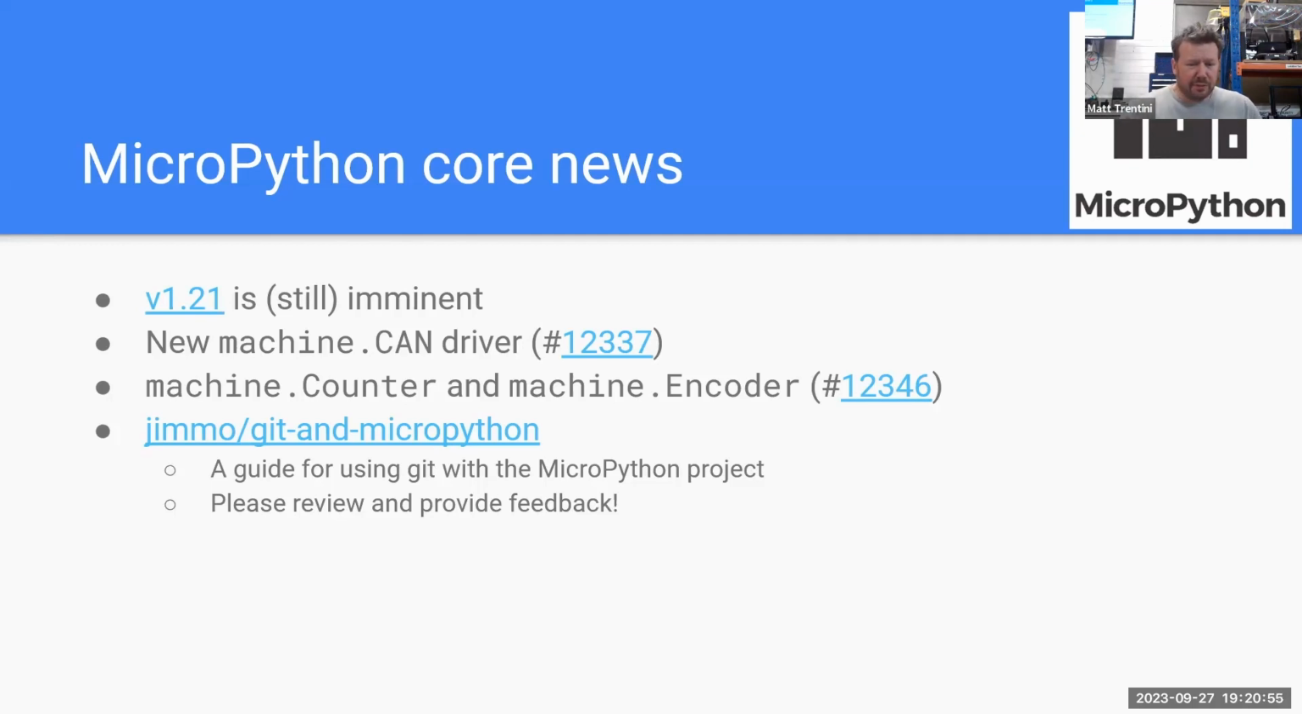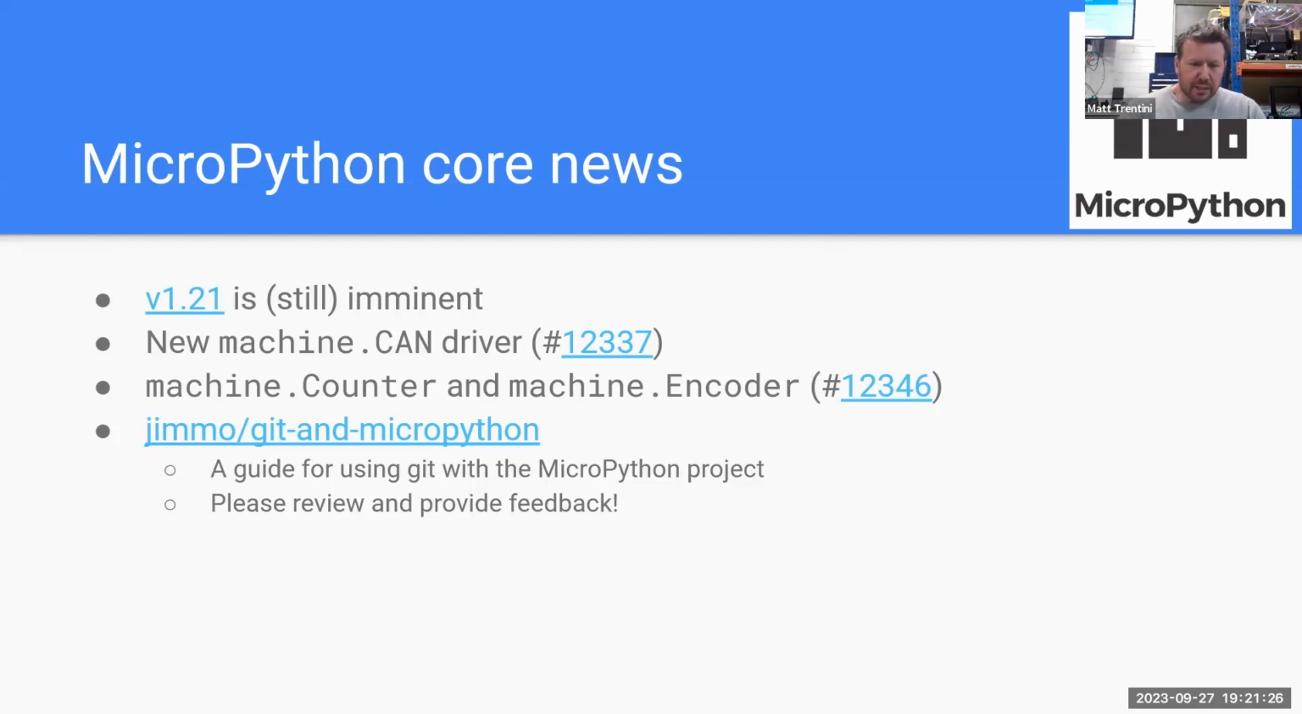Similarly, machine.Counter and machine.Encoder, Jim had pulled together a couple of PRs that had been in the system for quite some time. These are ESP32 implementations, but they're designed to be generic. So ESP32 is effectively the first port that gets Counter and Encoder, mostly because there were PRs that fleshed those out pretty thoroughly. Again, feedback on those APIs would be really good to get. That PR hasn't been merged yet, but it looks in pretty good shape, so I don't expect that one to take too long.